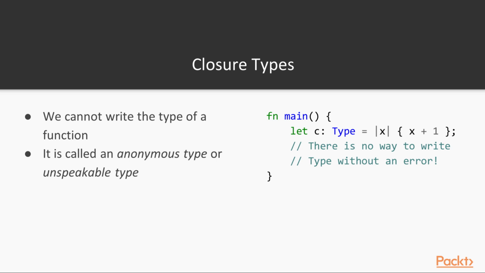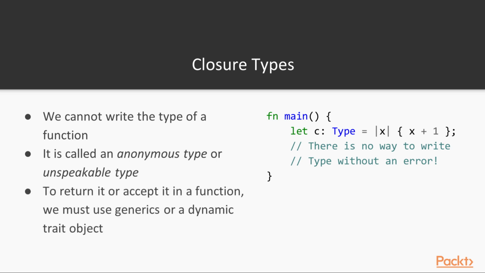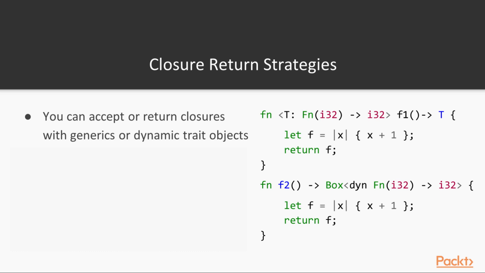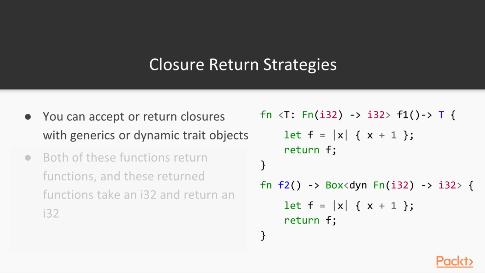We can't write the type of a function. It's called an anonymous or unspeakable type. To return it or accept it in a function, we are required to use generics. So you can see the code here is actually impossible to write. There's no value that we can put in for type here that will not cause an error. It is impossible to write down the type of a function like this in Rust. However, it is very possible to write down the generic type of a function. So you can accept or return closures with generics or with dynamic trait objects. So both of these functions return functions, and these returned functions are functions that take an i32 and return an i32.